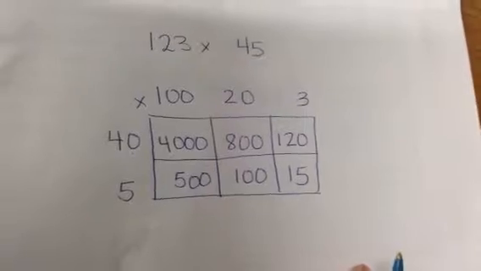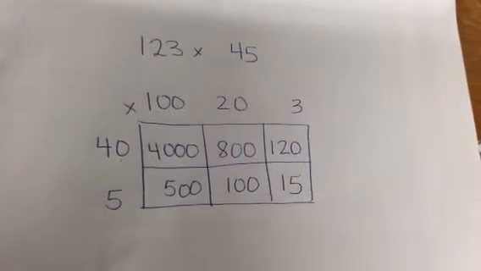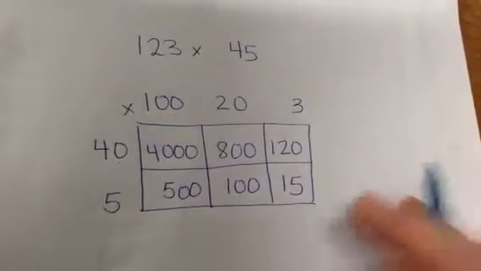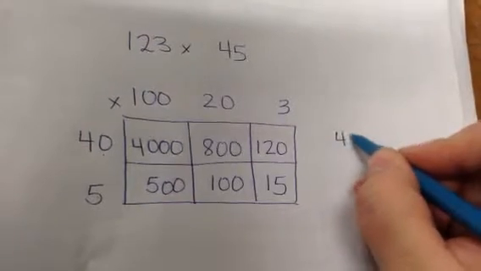So it's easier for students to tell when you've missed something because there will be a big empty space here, and that will just prompt you to go back and fill it in. So what we're going to do now is add up all of our partial products.